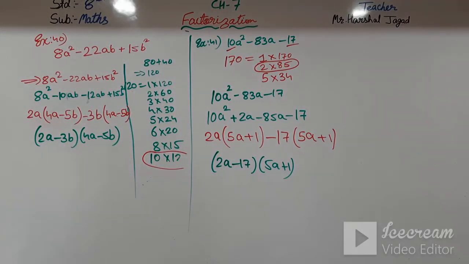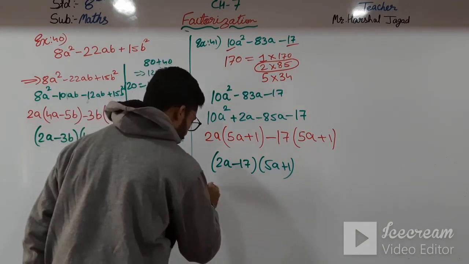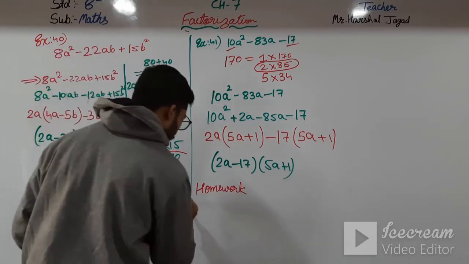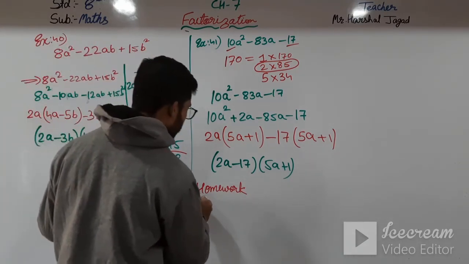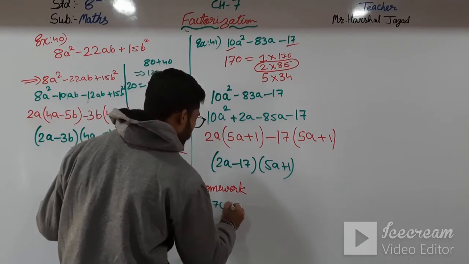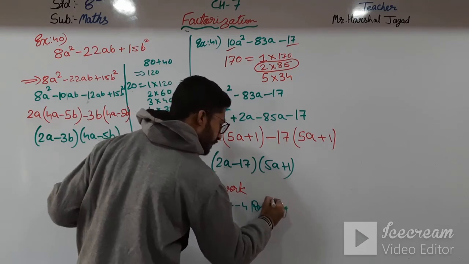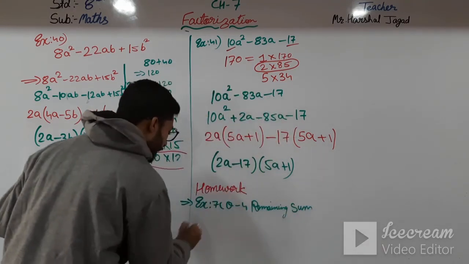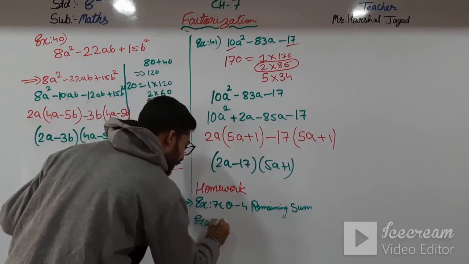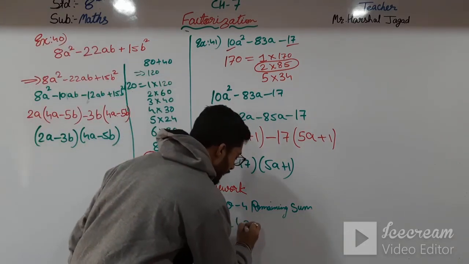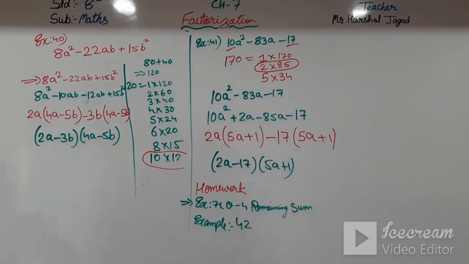Please note down this, students. And in your homework, what we will do is exercise 7C, question number 4, remaining sums. And example number 42. Just try at your home, and also exercise 7D you can also try.